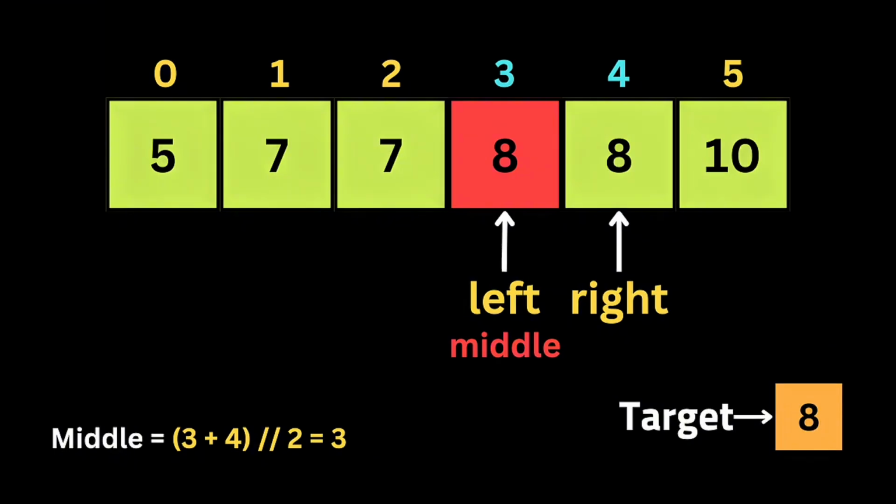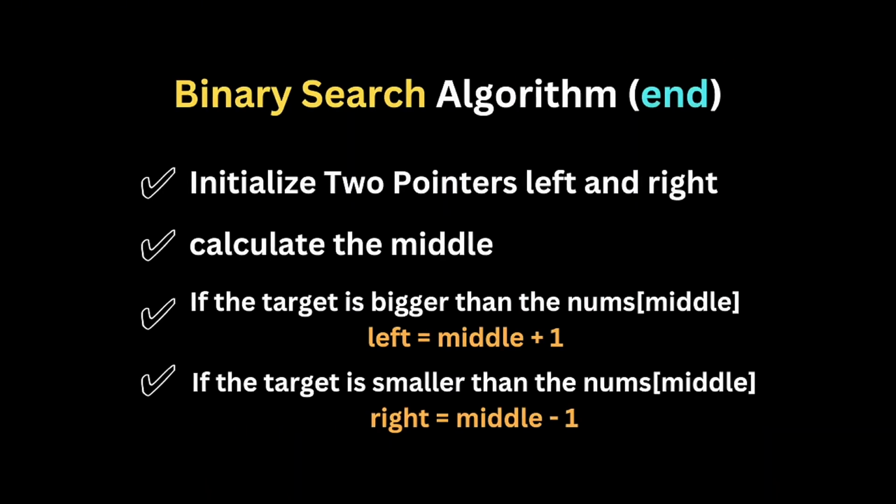But this is not the final result because we still need to return the end of the appearance of the target in the array. Here is how we're going to find it, also by using a binary search algorithm. To find the last index of the target in the array, the same process will be repeated. The only difference will be in the condition where the target is equal to the number at the middle index.